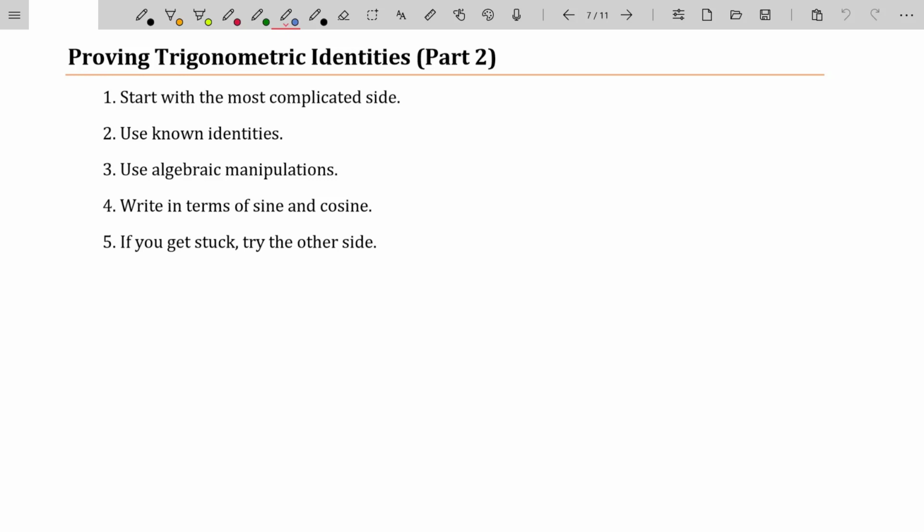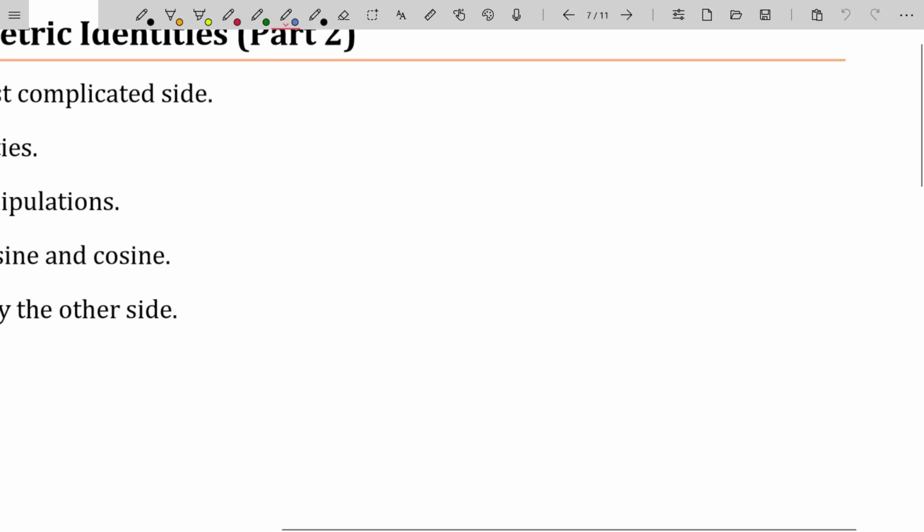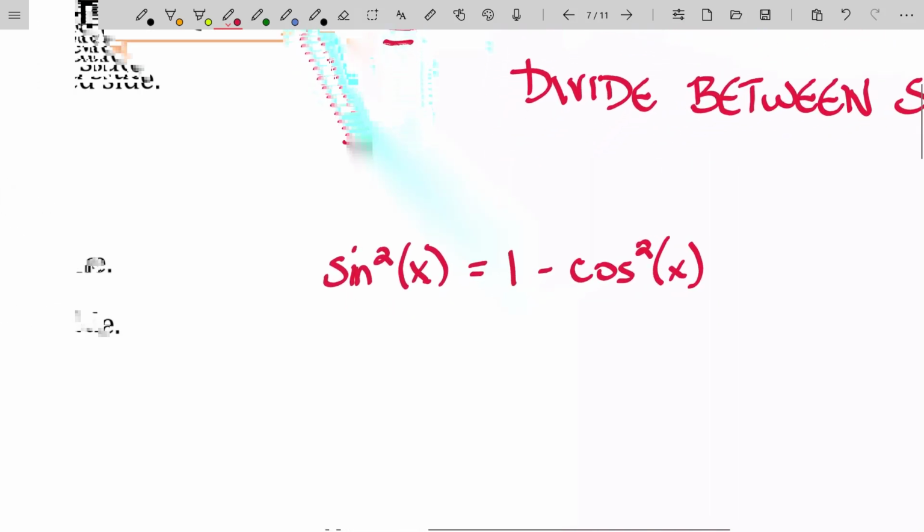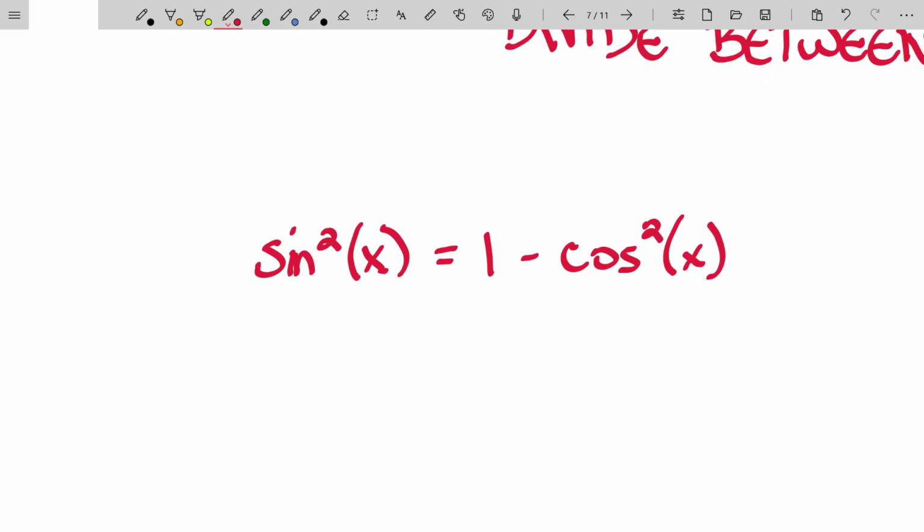The one thing I didn't mention, or actually I did, but I didn't write down last time: do not add, subtract, multiply, or divide between the sides. Let's say you're trying to prove that sine squared of x is equal to 1 minus cosine squared of x. The moment that you say, let's add cosine squared to both sides, is the moment you're assuming that these sides are equal. You cannot add cosine squared to both sides because we don't know if both sides of this are actually equal. So you need to not cross this barrier.